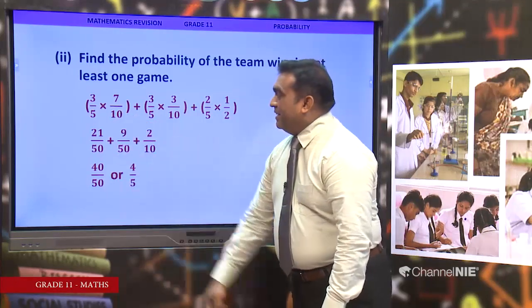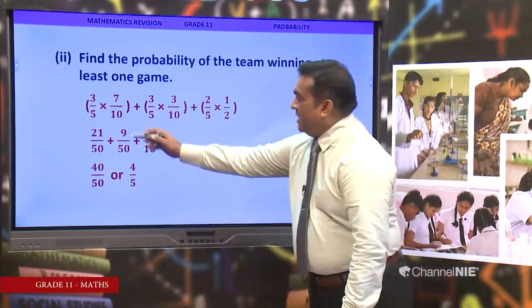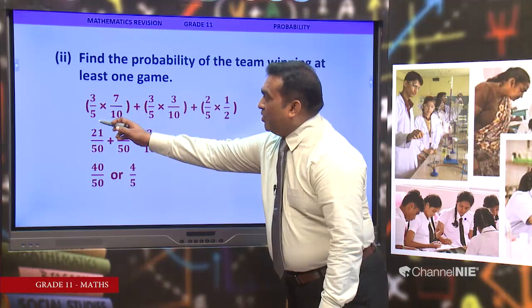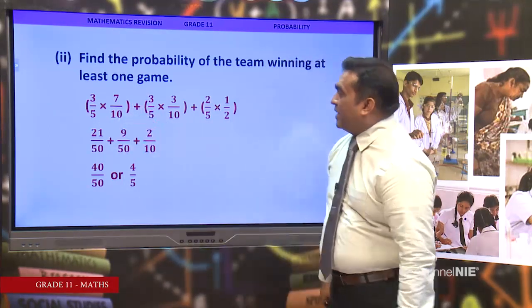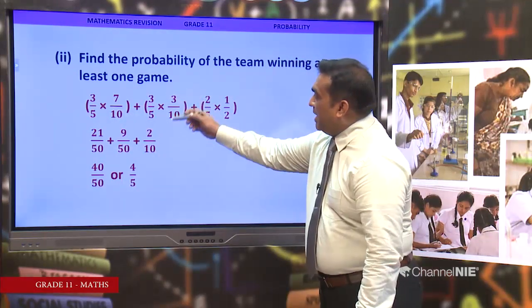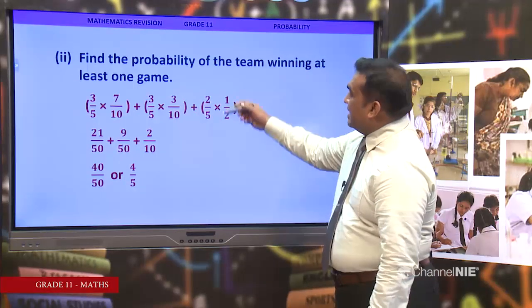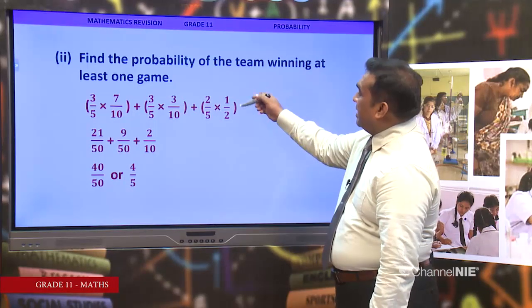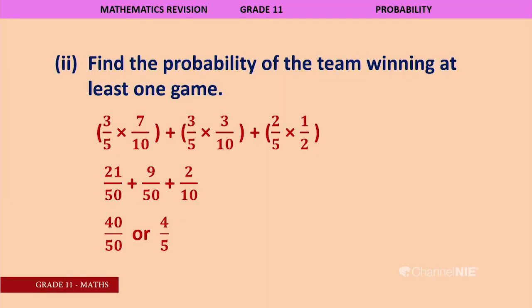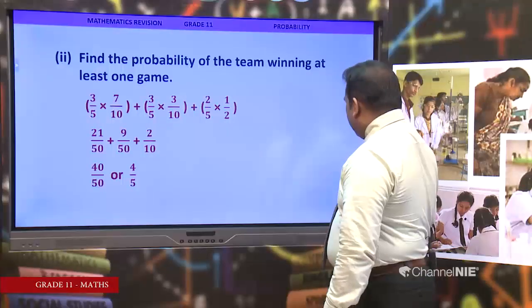Here we consider 3 branches, 3 over 5 multiplied by 7 over 10 plus 3 over 5 multiplied by 3 over 10 plus 2 over 5 multiplied by half. Then you have 21 over 50 plus 9 over 50 plus 2 over 10. It means 40 over 50 or 4 over 5. How did you get this one? Like this.